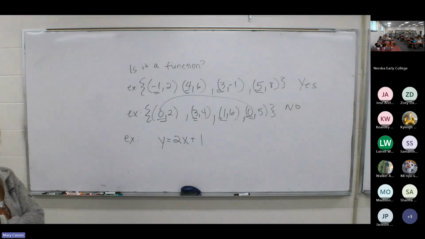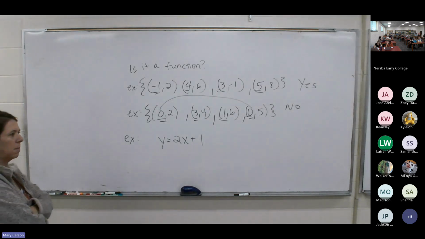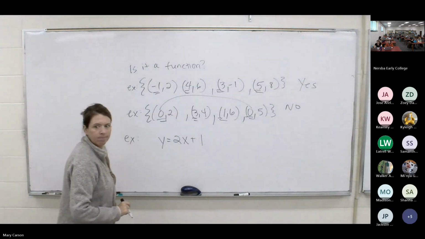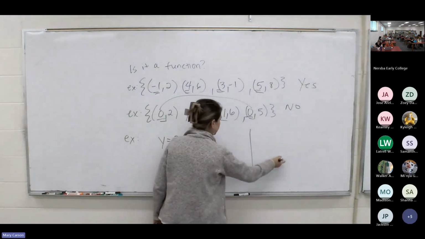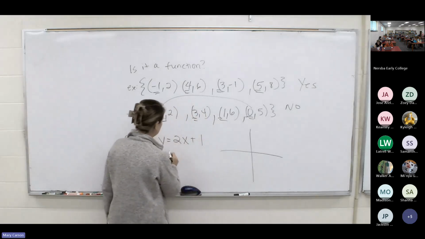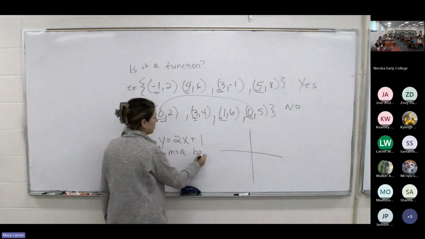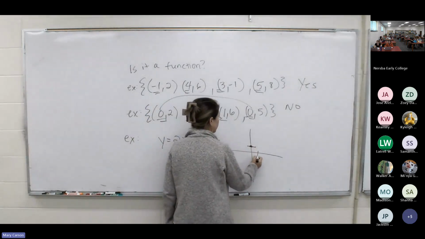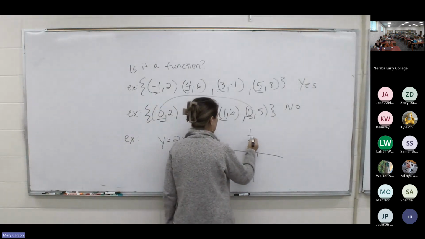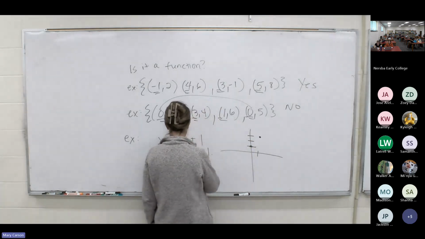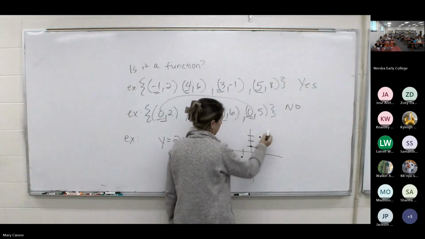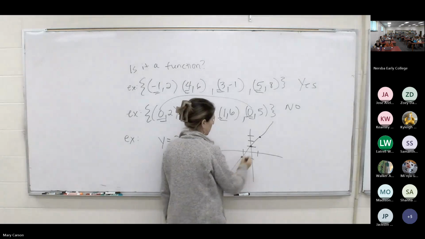What could I do to determine whether the equation is a function? Well, we can graph it, right? On this, your slope is 2, your y-intercept is 1, right? So if I graph this, my point here, rise up to the right one, two. And we can also go down to the left one. Looks like this.